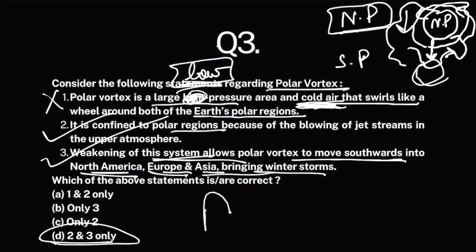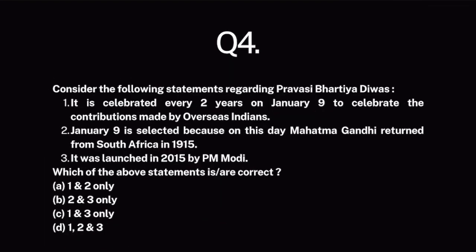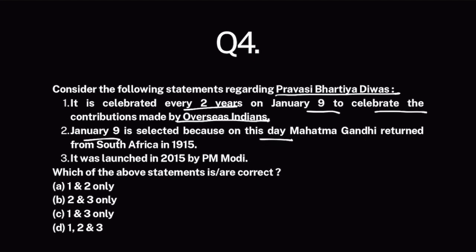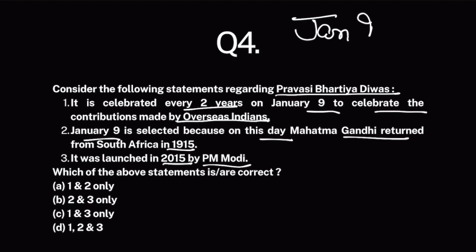2 and 3. All right. And last, consider the following statements regarding Pravasi Bharatiya Divas. So it is celebrated every 2 years on January 9th to celebrate the contributions made by overseas Indians. January 9th is selected because on this day, Mahatma Gandhi returned from South Africa in 1915. Pravasi Bharatiya Divas was launched in 2015 by Prime Minister Narendra Modi. Okay, so this is correct. January 9th was the day when Mahatma Gandhi returned from South Africa to India in 1915.